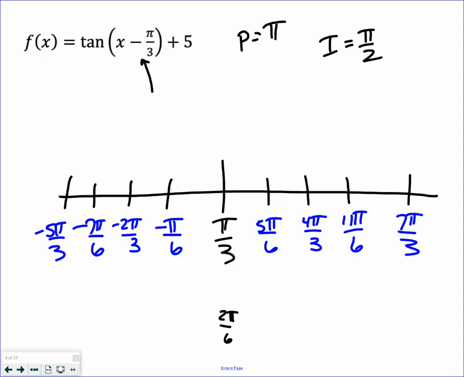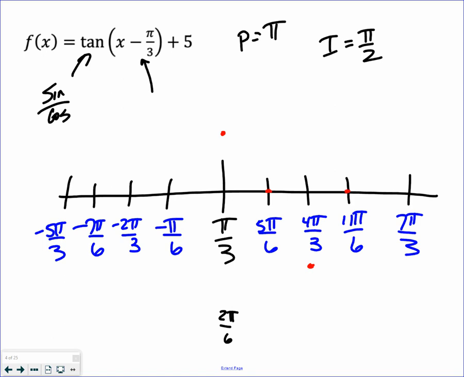This is a tangent curve. All right, so all the tangent, cotangent, cosecant, secant have an underlying curve that I have to worry about. Tangent is sine over cosine. So I need to do a cosine curve. Cosine curve starts off the midline.